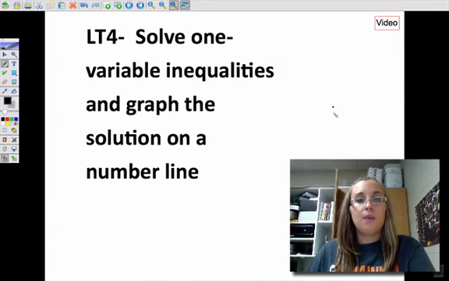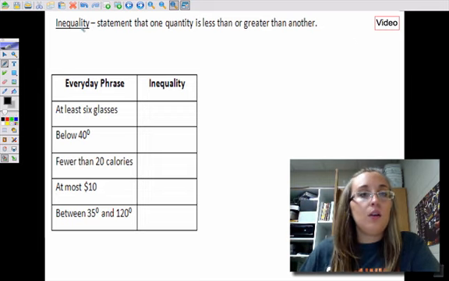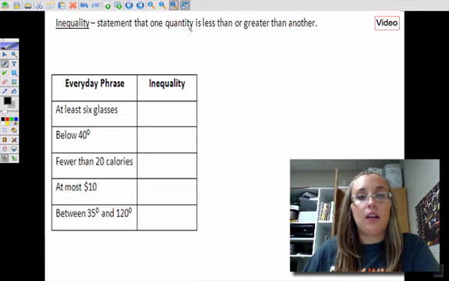Learning target 4 is about solving one variable inequalities and graphing them on a number line. So let's just start by defining an inequality. An inequality is a statement that one quantity is less than or greater than another.